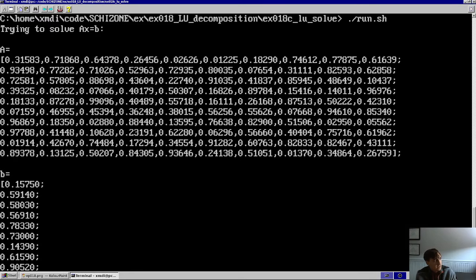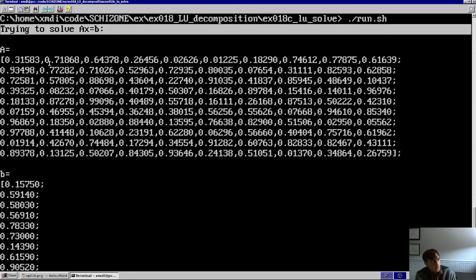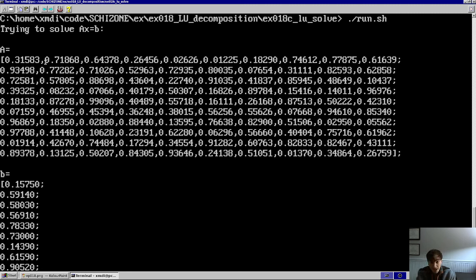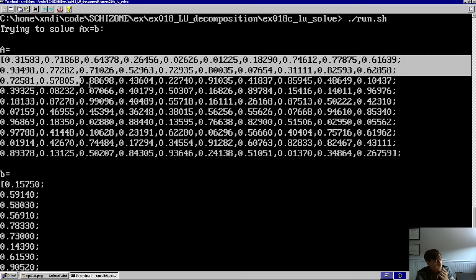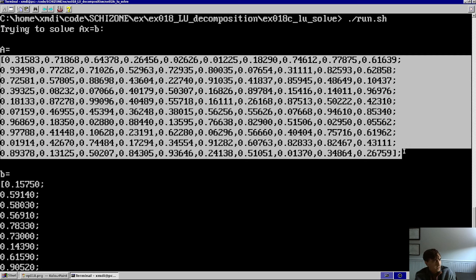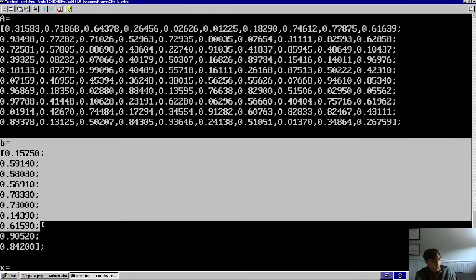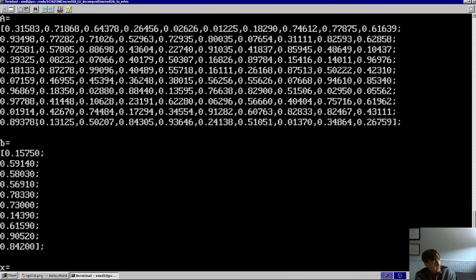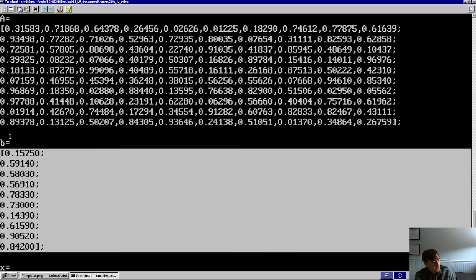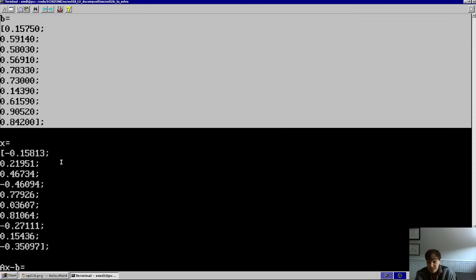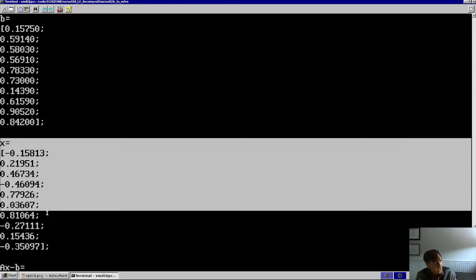So here it's trying to solve AX equals B. Here is a large 10 by 10 system with a bunch of random numbers in it. You can see they're all between, looks like, 0 and 1. And here is your right-hand side vector. So we're trying to solve AX equals B. Here's A, here's B, and here is the solved x. We've called LU solve and it has spat out x.